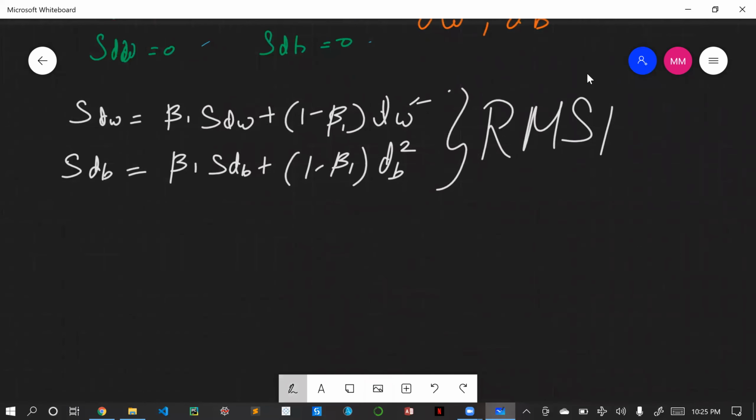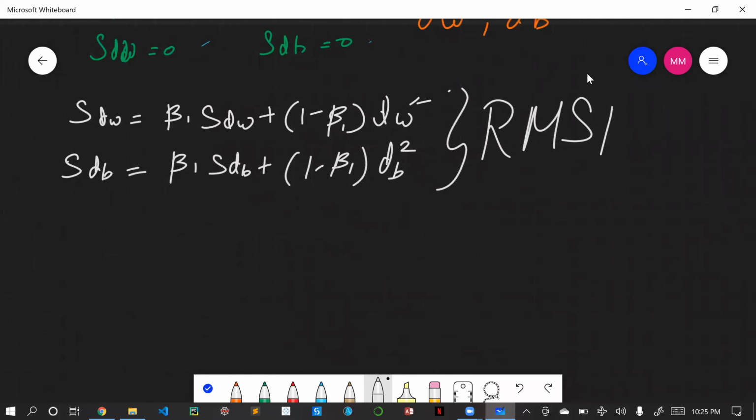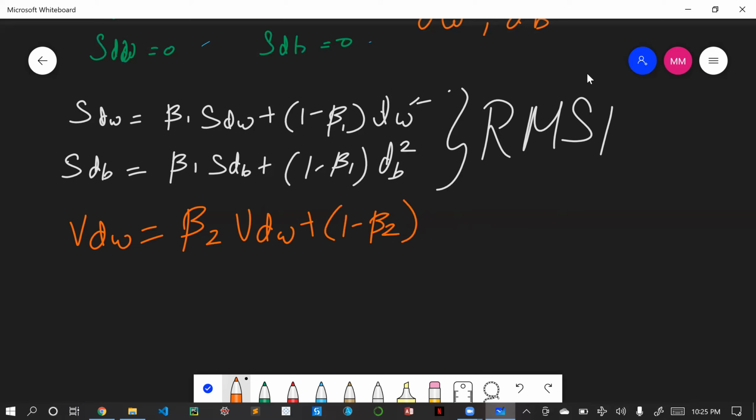So now we will be writing the equation for momentum. There will be only a single change in momentum. For momentum, initially we will write it for W, and then we will write it for B. So for momentum, VdW is equal to, we'll consider this constant as beta 2, beta 2 VdW plus 1 minus beta 2.